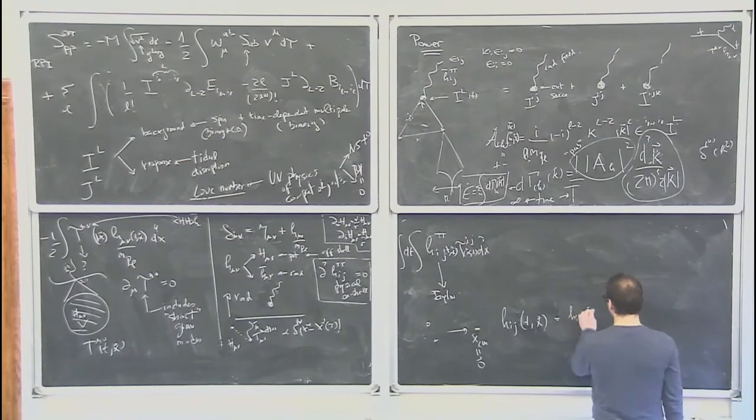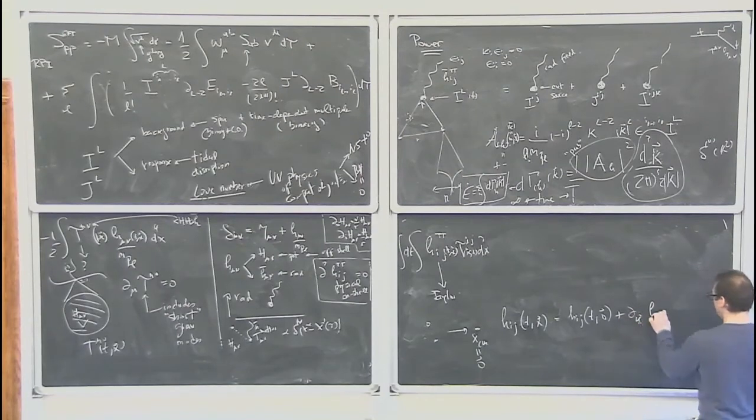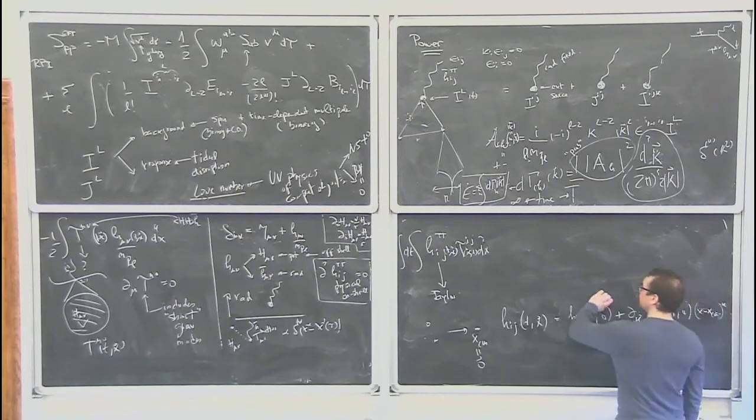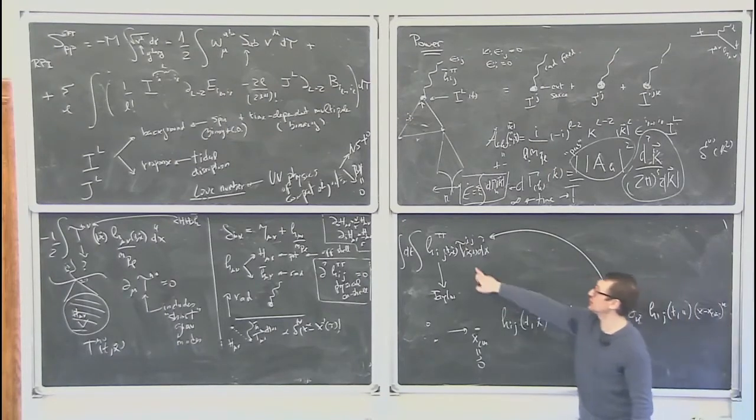So it will be h_ij(t, 0) plus derivatives, let's call it k, l, ∂_k h_ij(t, 0) x^k, blah, blah, blah. x measured with respect to the center of mass, right? So let's just write 1, x minus center of mass, okay? And let's just plug this in here. This is exactly the same in coordinate space of what we did in momentum space for this guy.